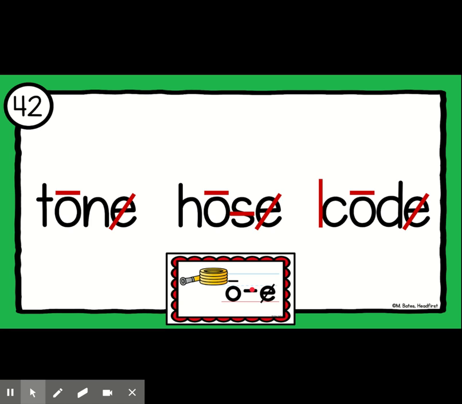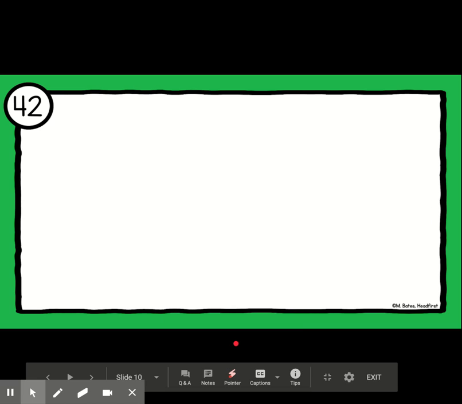So what is the consonant in tone? Remember, this is the consonant. The consonant in tone is N. What's the consonant in this one between the O and the E? It's the S. And how about this one? It's the D. So remember, this can stand for any consonant.